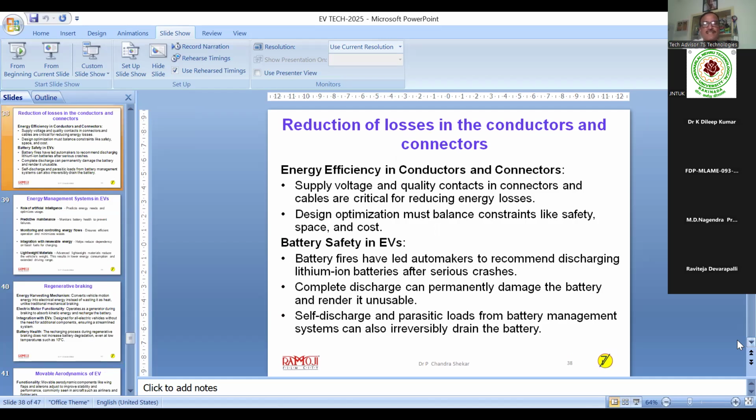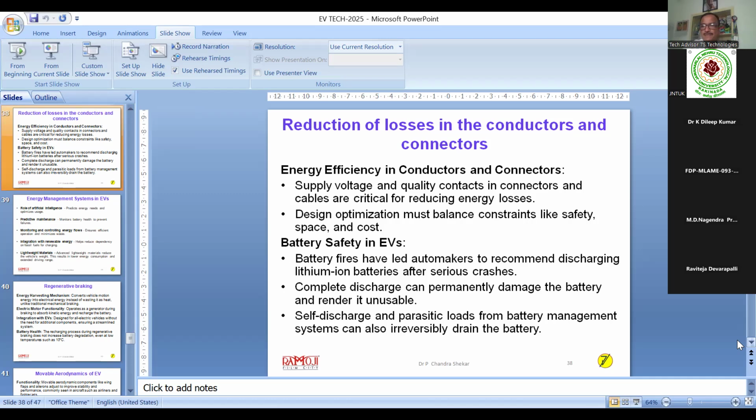A reduction of losses in the conductors and connectors. Now we have gone through all the things. Finally, conductors: the electrical vehicle conductor plays a vital role. That's the reason, when I say I'm working on 40 volts, 100 amps, thick conductors are required. When I'm working on 400 volts, 10 amps, thin conductors are required. Conductors, and also the connecting ports and the wires, all those things also play a vital role in reducing losses in the conductors and connectors.